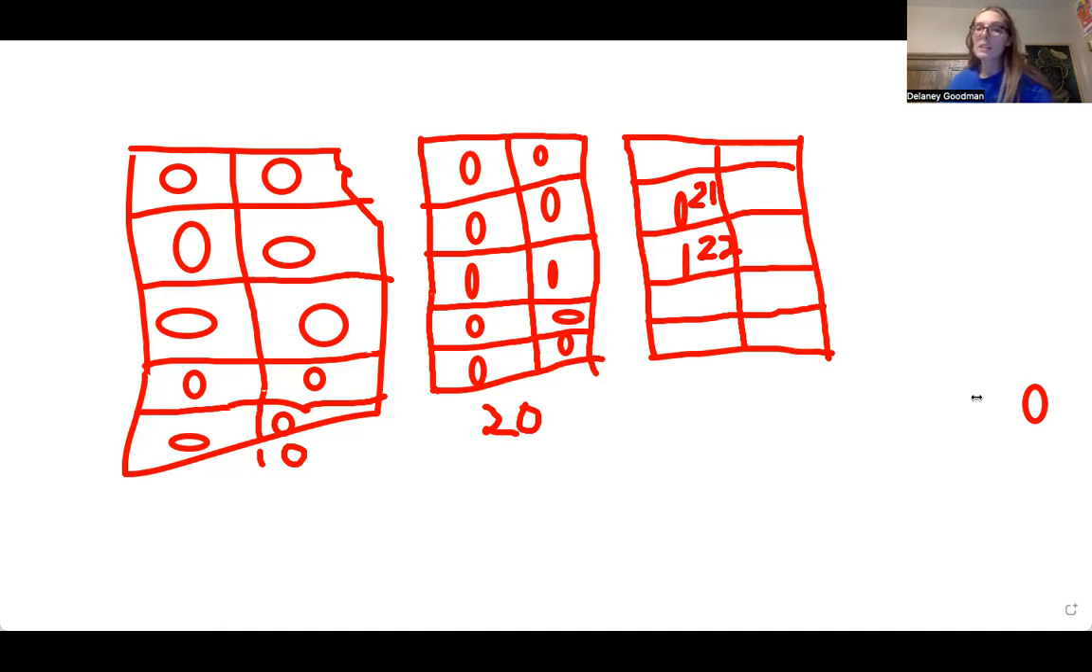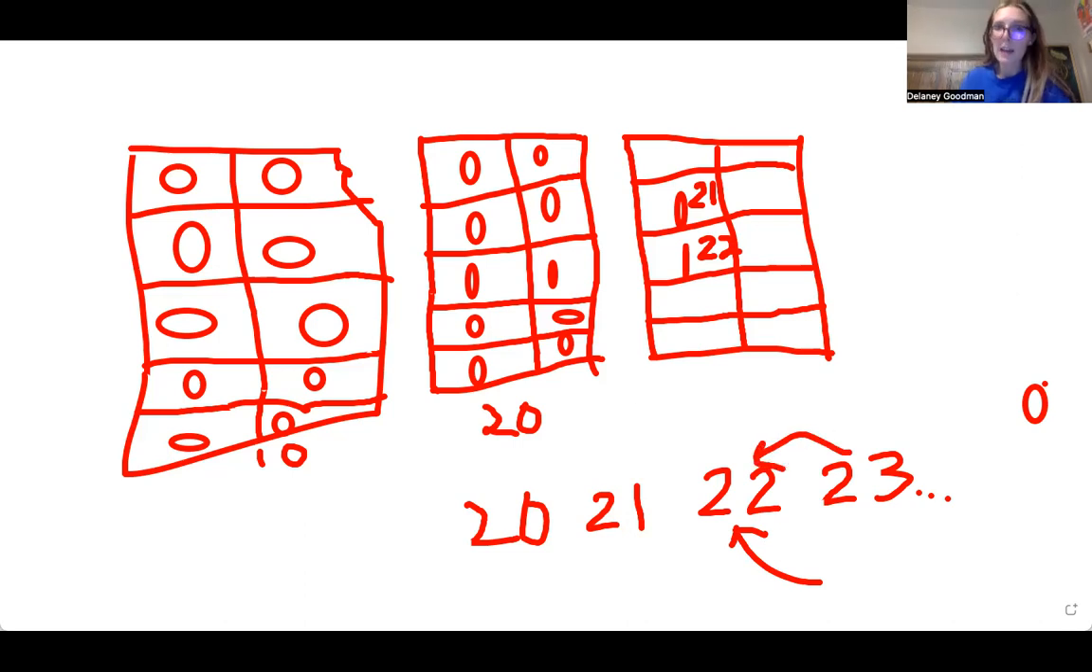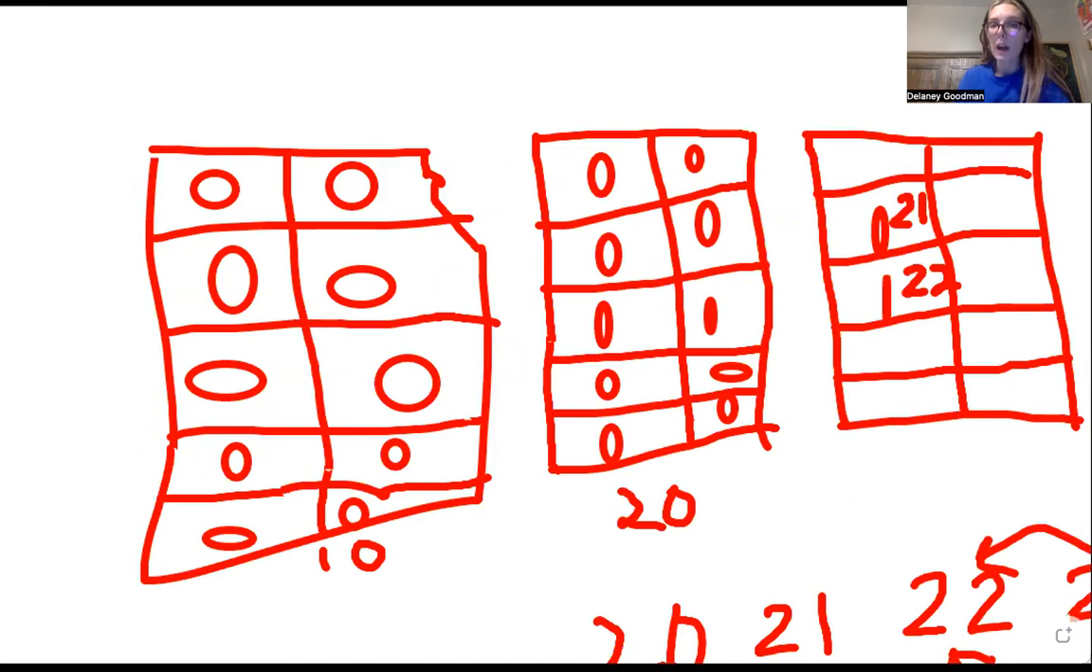Do you notice how, when you're counting, you count like this: 20, 21, 22, 23, and so on, okay? Do you notice how the number 22 comes right before the number 23? Did you notice that? 22 comes right before the number 23.